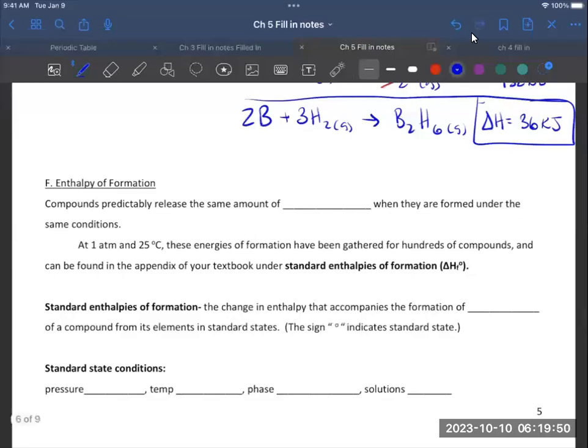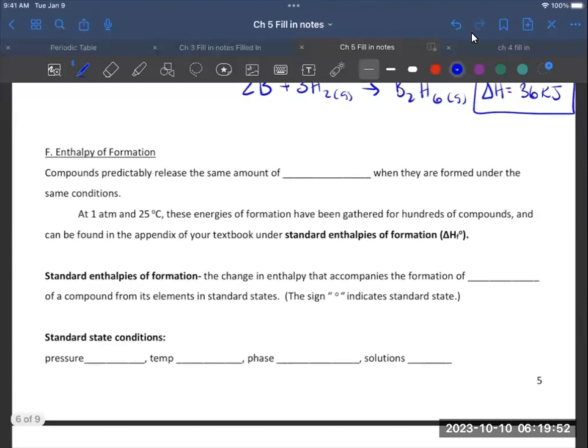All right, folks, this is the last way we are learning in this chapter how to calculate the delta H of a reaction. This last way is we're going to use the enthalpies of formation that are listed in the back of your textbook. So an enthalpy of formation has a symbol that looks like this. And we'll talk about where these numbers come from.